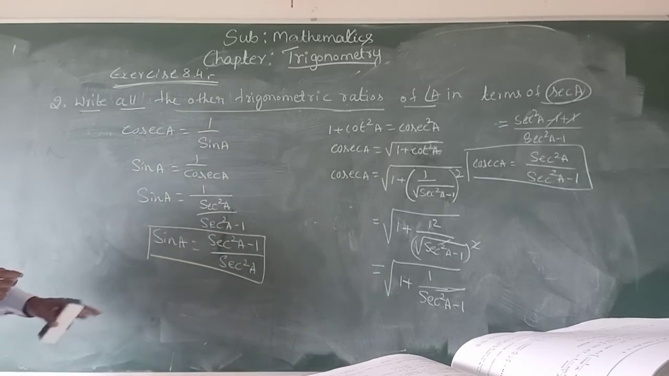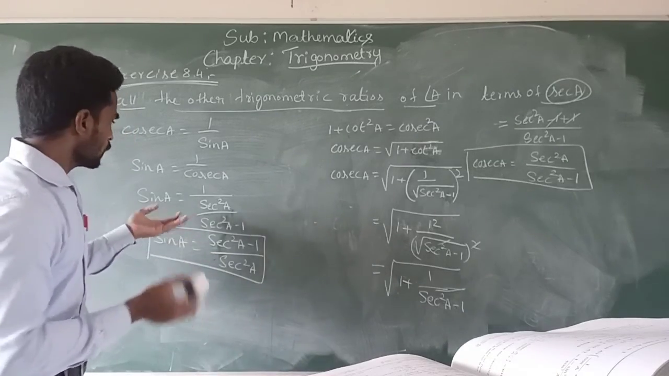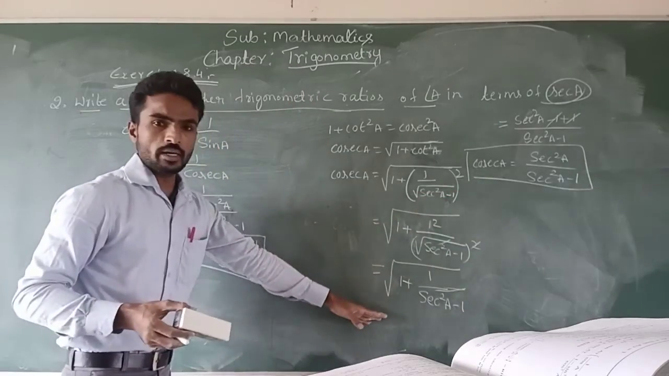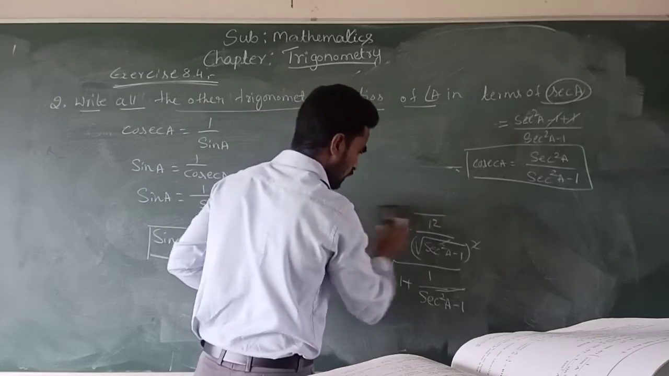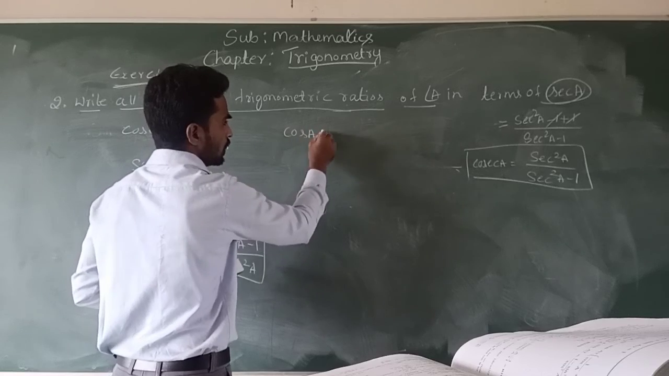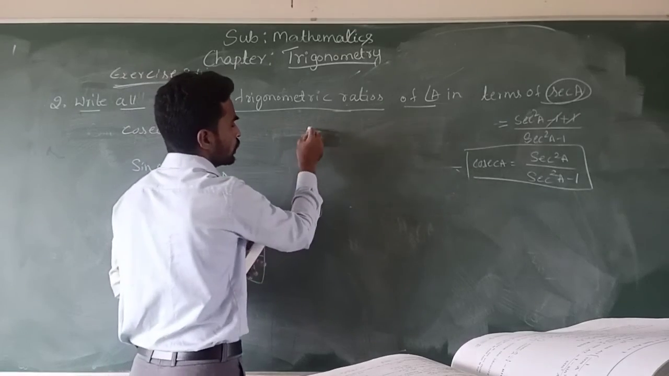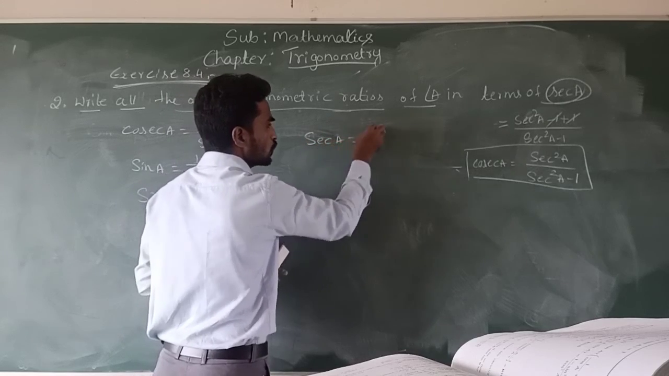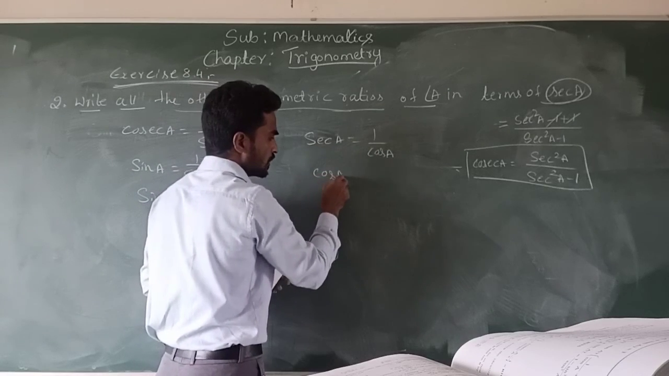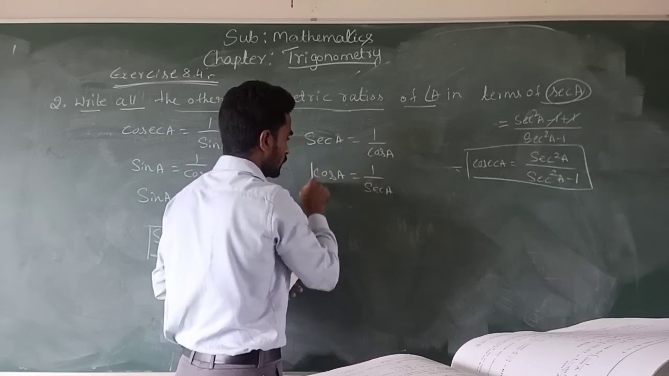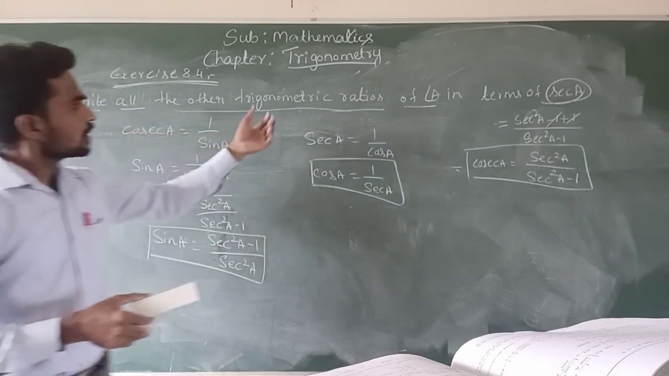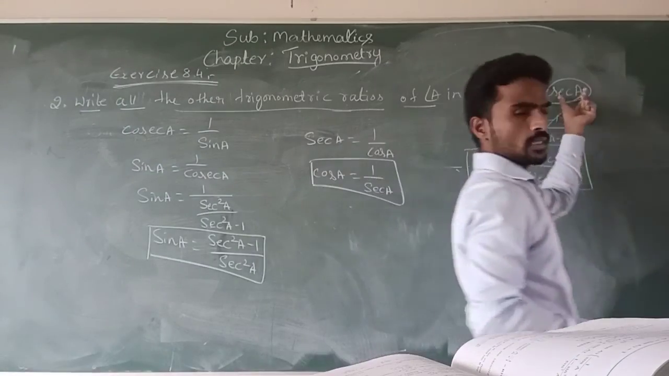The last one remaining is cos A. We already know that secant A is equal to 1 divided by cos A. Both are reciprocal to each other. Then cos A is equal to 1 divided by secant A. These are the representations, or expressions, of the other trigonometric ratios in terms of secant A.